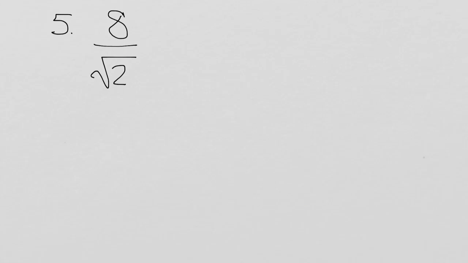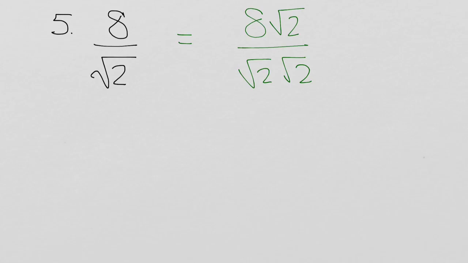Question 5 asks you to rationalise the denominator, which means we do not want a root on the bottom of the fraction. In order to do that, we need to multiply everything by root 2. So that is equal to 8 if we multiply the top by root 2 and multiply the bottom by root 2. Root 2 times root 2 is 2. So you will then have 8 root 2 over 2, and you can simplify that further.